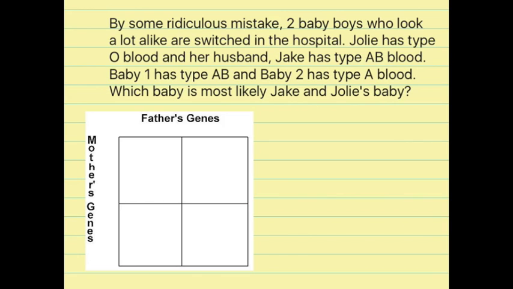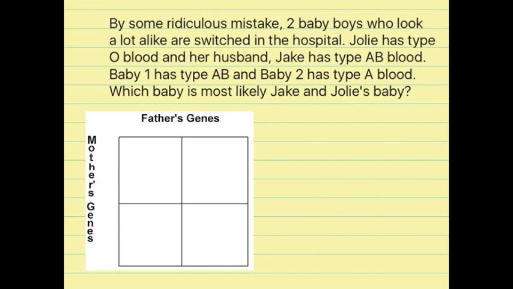By some ridiculous mistake, two baby boys who look a lot alike are switched in the hospital. Jolie has type O blood, and her husband Jake has type AB blood. Baby 1 has type AB, and baby 2 has type A blood. Which baby is most likely Jake and Jolie's baby?